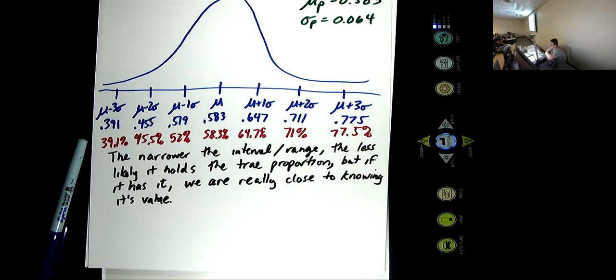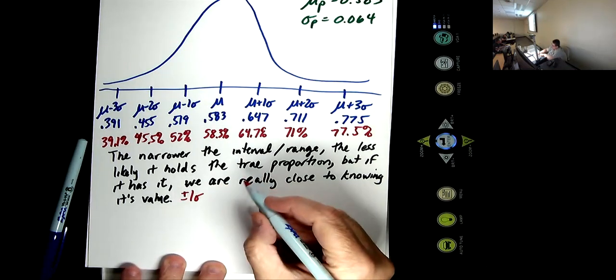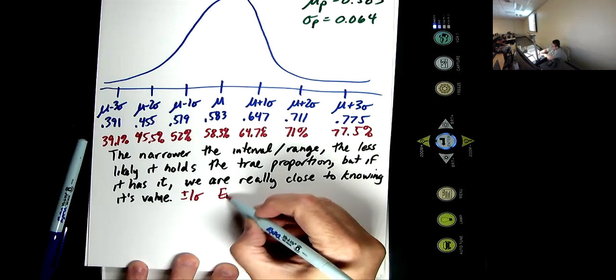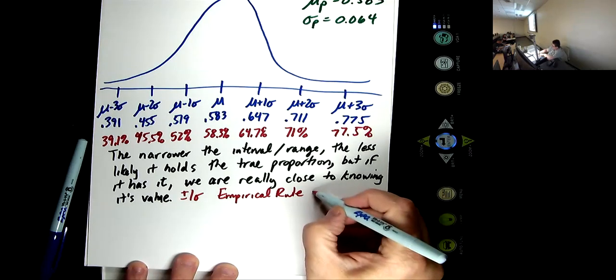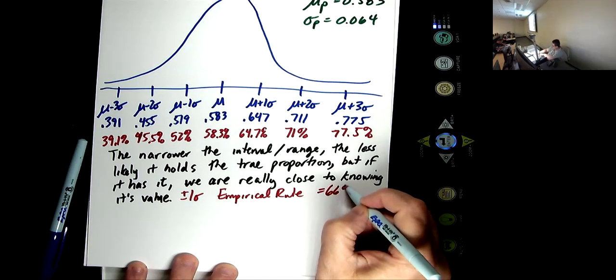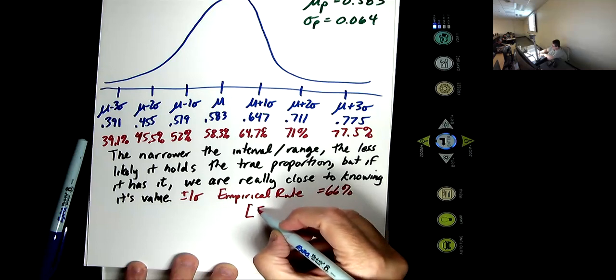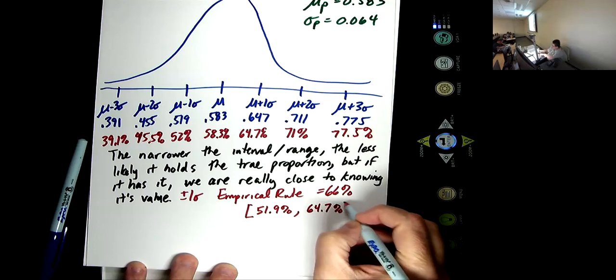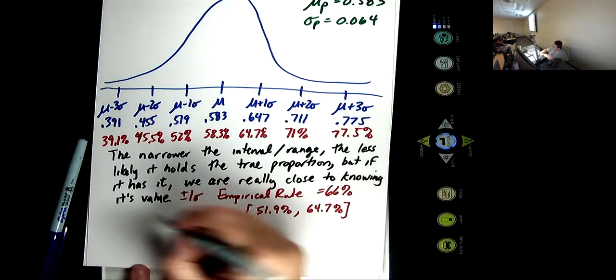Let me give that a second to sink in. Like, let's say we do plus or minus 1 deviation. That's not a whole lot. And I'm going to use the empirical rule for this. The actual values we'll cover today, but the empirical rule captures 68% of the area. And we would have a range of 51.9% to 64.7%. A plus or minus is basically saying we're within 6%.